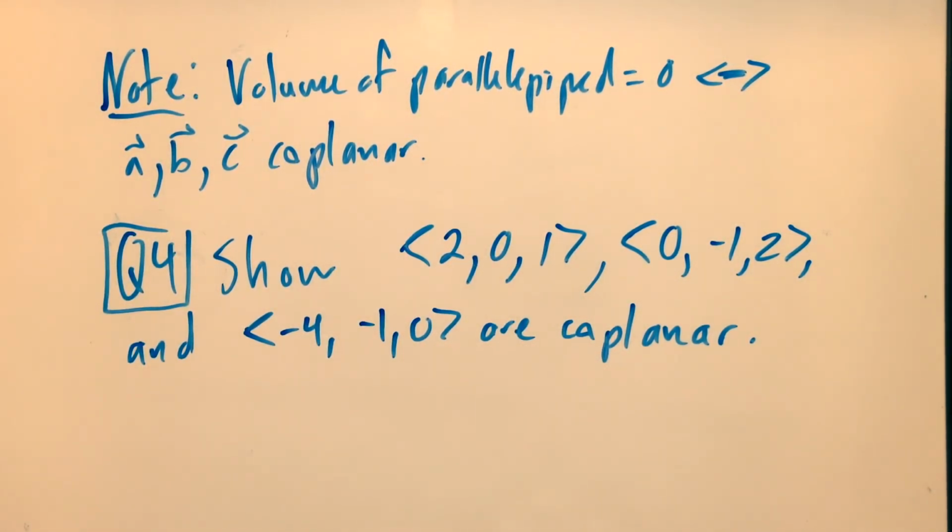It has 0 volume. So let's show that the vectors (2, 0, 1), (0, -1, 2), and (-4, -1, 0) are coplanar. Do that by evaluating the volume of the parallelepiped spanned by them, and you do that by taking the scalar triple product. Great.